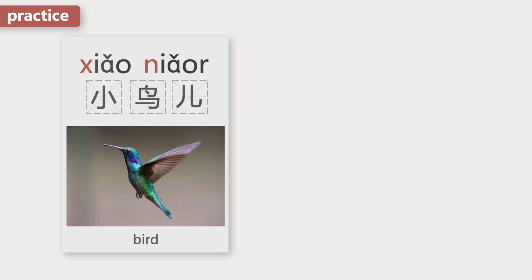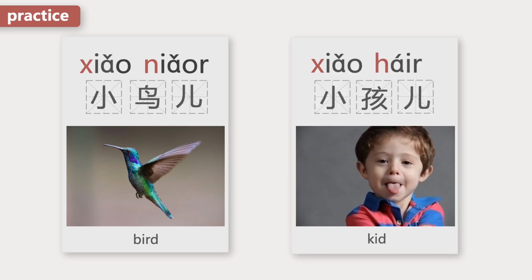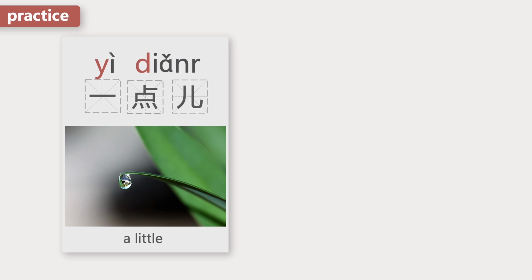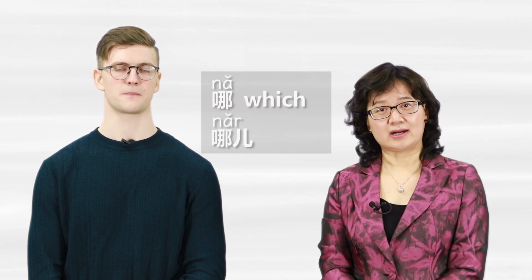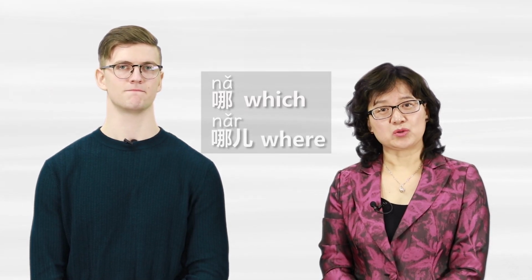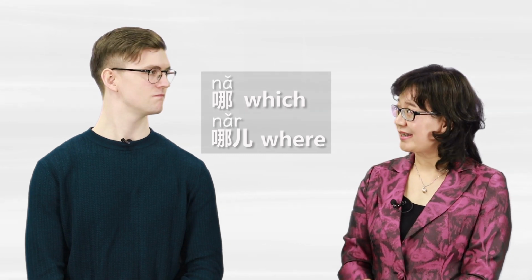More examples. 小鸟, 小鸟, 小孩儿, 小孩, 一点儿, 一点儿, 好玩儿, 好玩. Okay, this "er". 真好玩. Smart. But sometimes words have different meanings when we add "er". For example, 哪 means which, 哪儿 means where. 你去哪儿? Where are you going?